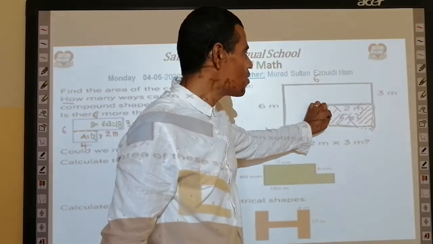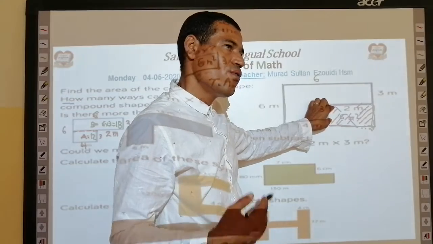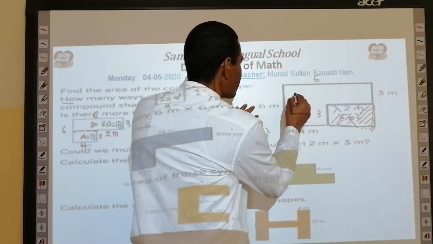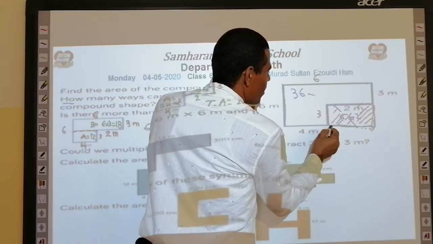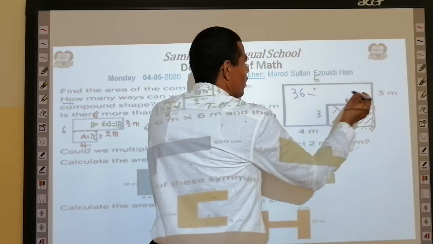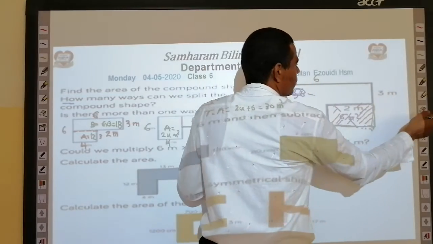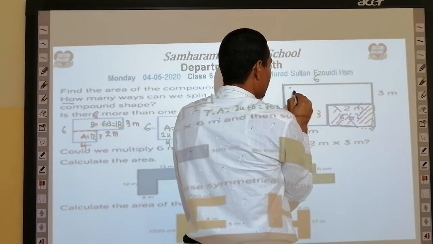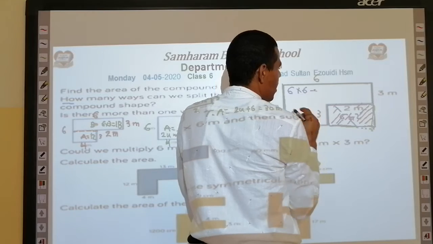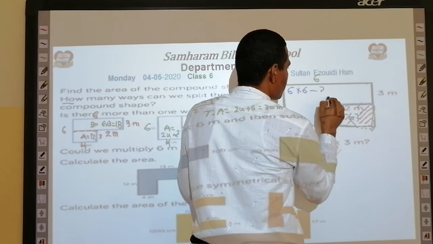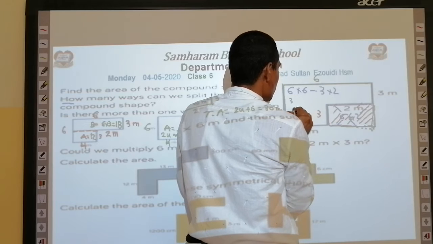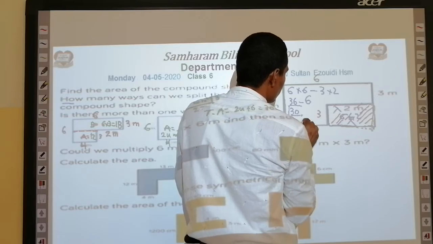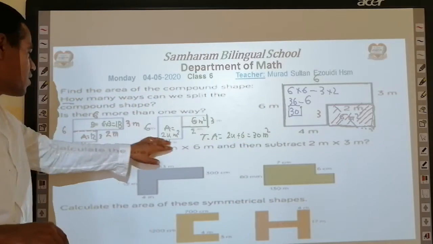Then I will subtract the small rectangle, that is in the corner of this square. So it means 36, my learners. 6 by 6, 36 minus 3 multiplied by 2. I will make 6 multiplied by 6 minus 3 multiplied by 2. 6 by 6 is 36. 3 by 2 is 6. 36 minus 6 is 30. So the area is the same as that.